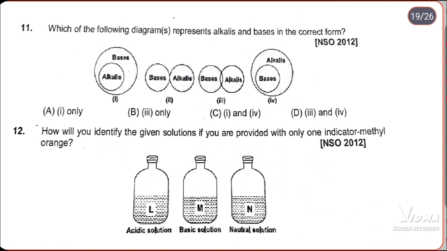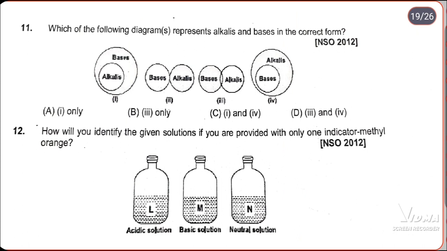Next question. Which of the following diagrams represent alkalis and bases in the correct form? So what are alkalis? Alkalis are those bases which can be dissolved in water. So all the alkalis are bases, but all bases are not alkali because a few of them may not dissolve in water. So now we have to represent the correct Venn diagram.